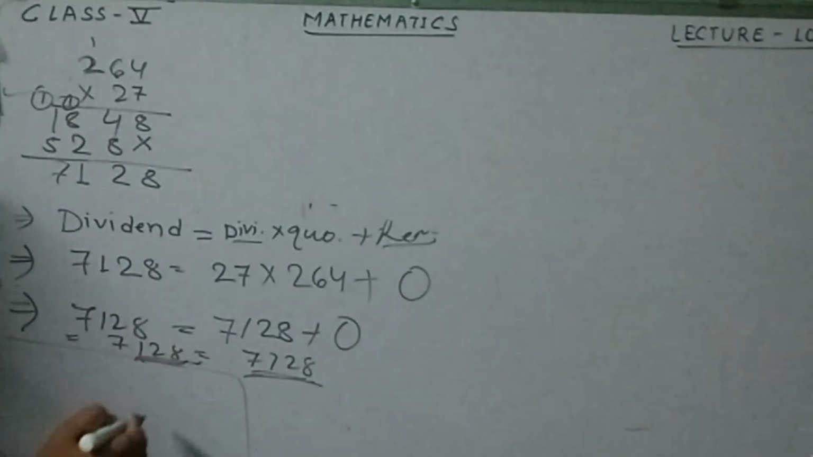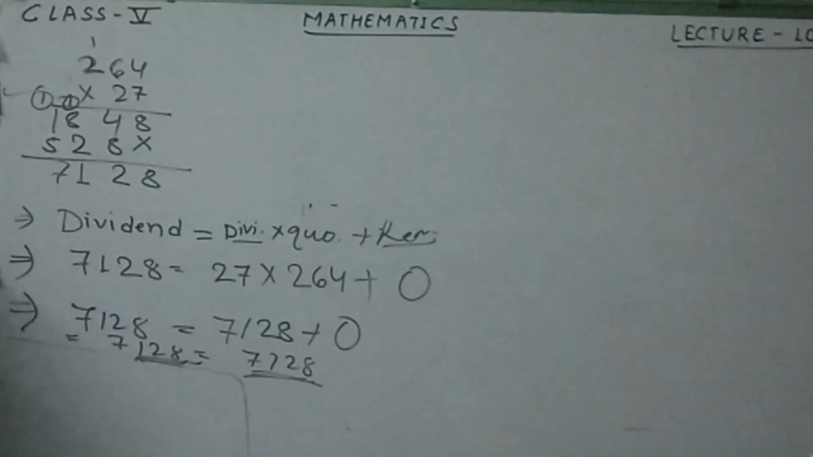And if both sides are not equal, that means you made a mistake there. So after dividing, use the formula: dividend is equal to divisor multiplied by quotient plus remainder. After writing this formula, we have to substitute the values of dividend, divisor, quotient and remainder, and afterwards check whether both sides, the left hand side and the right hand side, are equal or not. If it is equal, then the answer is correct. If it is not equal, that means you made a mistake.